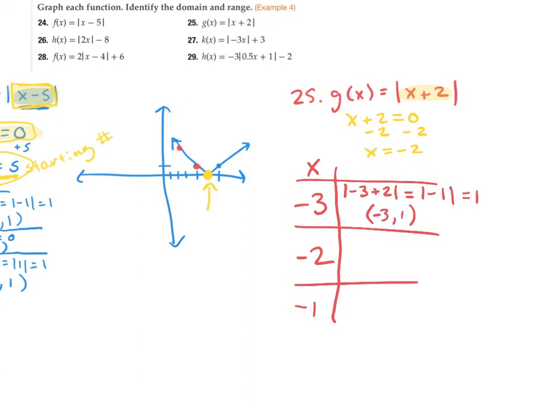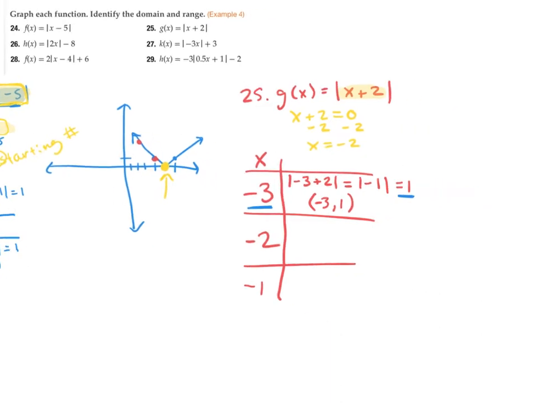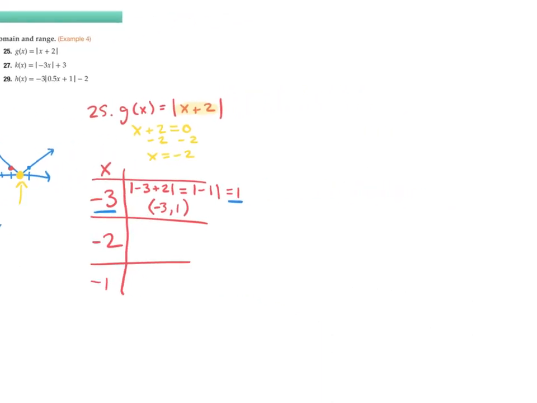Negative 3, 1. So we get our point from our x number and our y number. Now we can go to our graph and plot this. So we started by plugging in negative 3. That means we go to the left 3 and up 1.